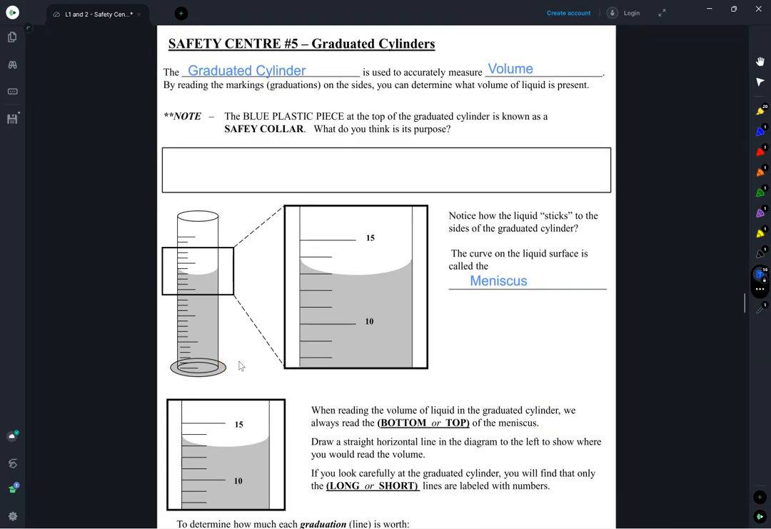For our final topic, we will look at how to read the graduated cylinder. So this is the graduated cylinder. It's an instrument we use in the lab to measure the volume of liquid. Now, quite often the liquid has a tendency to stick to the sides of the graduated cylinder, and because it sticks to the side, there's a little bit of a curvature in the liquid line itself. We call this curvature a meniscus.